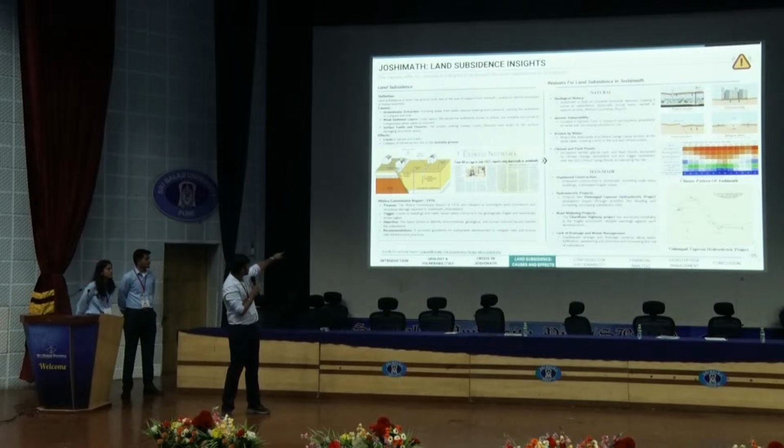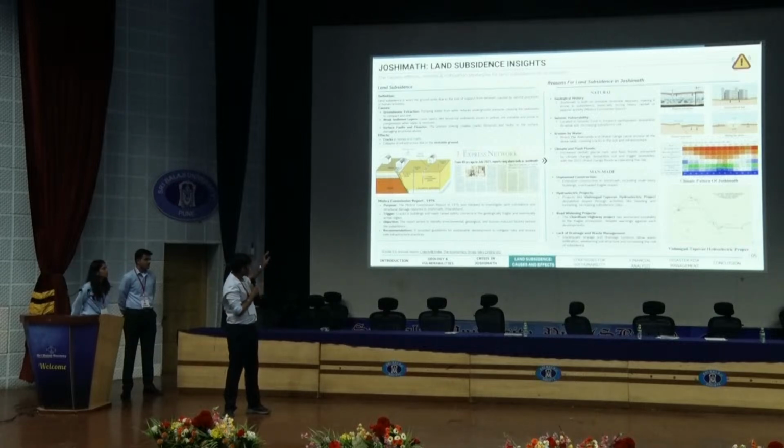If you see, there are certain pumping wells that have been shown in the picture. Those pumping wells have been installed in almost every city or small town of Joshimath and Uttarakhand. This is being done for groundwater extraction. When you extract excess water, it leaves a vacuum, and this vacuum creates loosening of the soil and causes land subsidence.